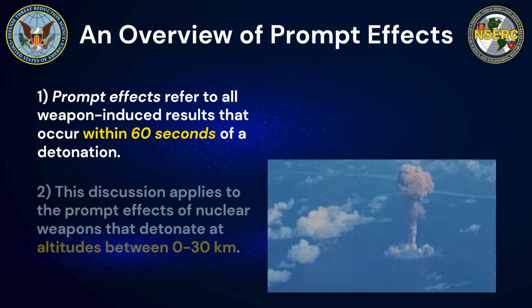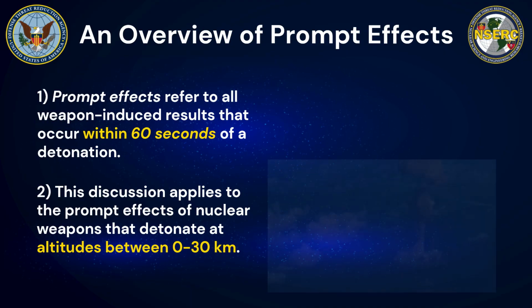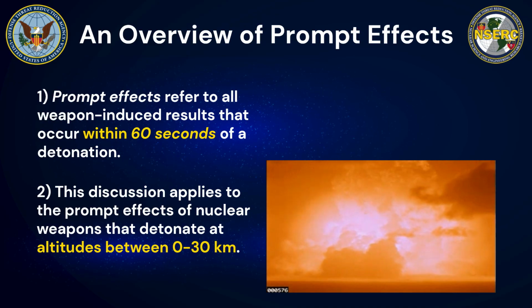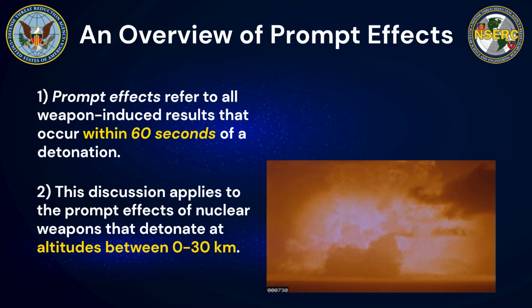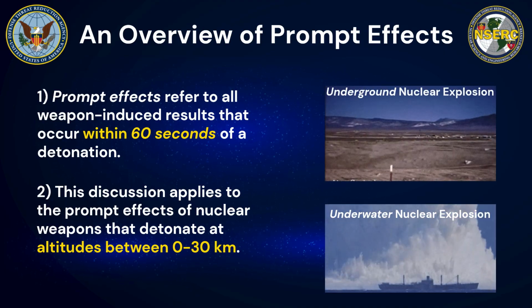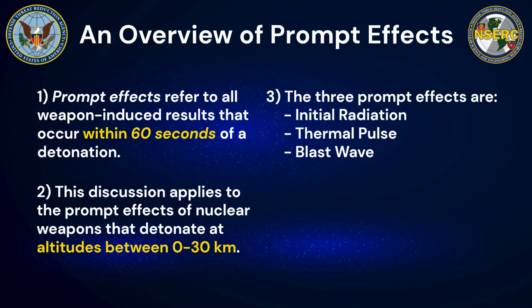Second, this discussion focuses on the results of nuclear weapon explosions that occur at or relatively close to the surface of the Earth. So from altitudes of sea level up to around 30 kilometers or 100,000 feet. This is an important distinction because both prompt and residual nuclear weapon effects change significantly at increasingly higher altitudes, just as they do when nuclear explosions occur beneath the Earth's land and sea surfaces. Lastly, the three specific prompt nuclear weapon effects we will now briefly describe are the initial radiation, thermal pulse, and blast wave, which occur in the same order they are listed here.